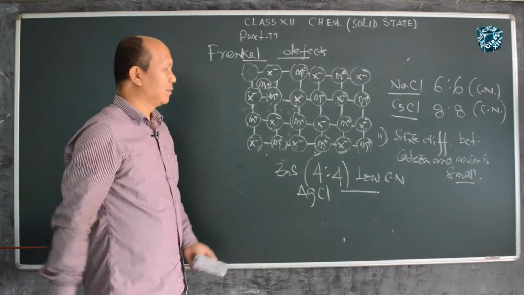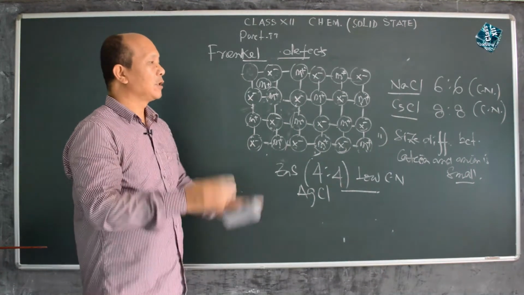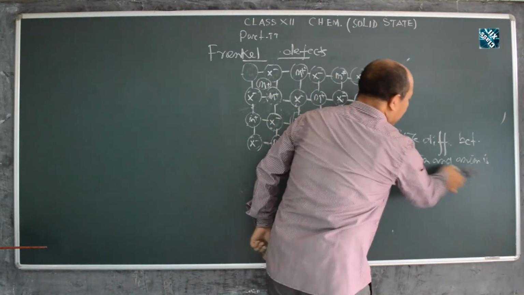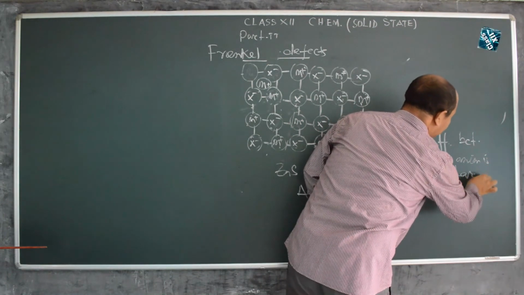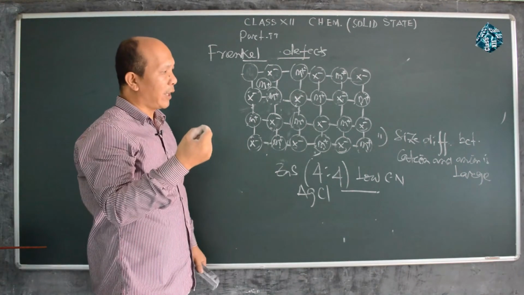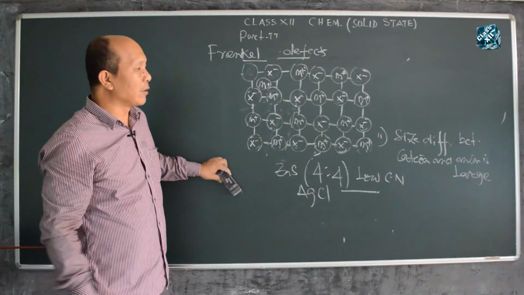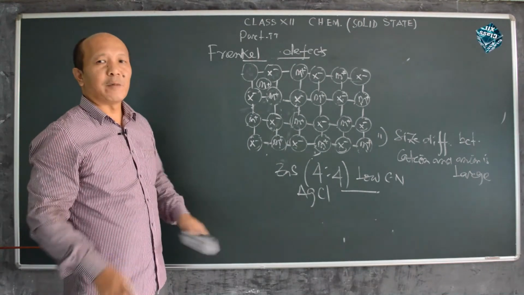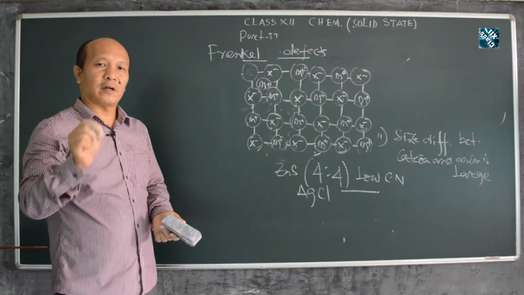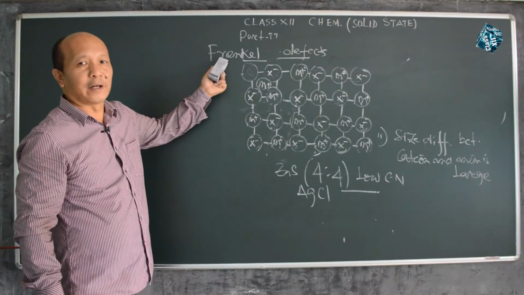The second condition is the size difference between the cation and the anion. In the Schottky defect, the cation and anion are of similar size. Here, the size of the anion is much larger than the size of the cation. That means the size difference between cation and anion is large. In that type of ionic crystalline substance, the Frenkel defect occurs.